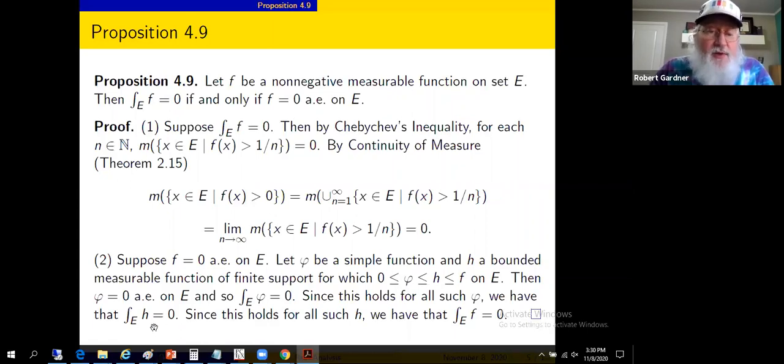Now this holds for all h, a bounded measurable function of finite support, satisfying this inequality. In particular, h is less than or equal to f. How would you define the integral over E of f? By taking a sup over all such h integrals. Well, the integrals of such h are all 0, so the sup is 0. So all that comes out of the definitions of integrals.